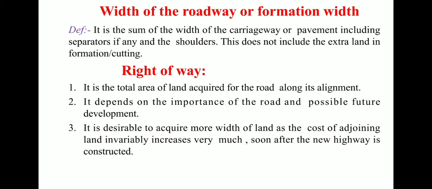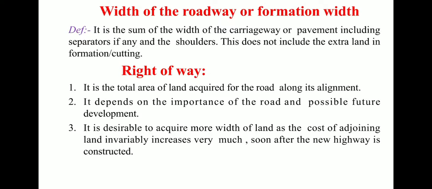In this, what exactly is right of way? It is the total area of the land acquired for the road along its alignment. It depends on the importance of the road and possible future development. It is desirable to acquire more width of the land, as the cost of adjoining land invariably increases very soon after the new highway is constructed. A desirable range of land width has also been suggested for each category.